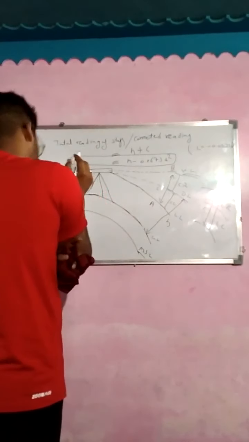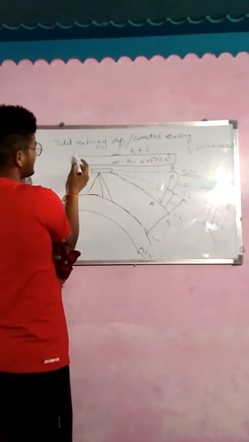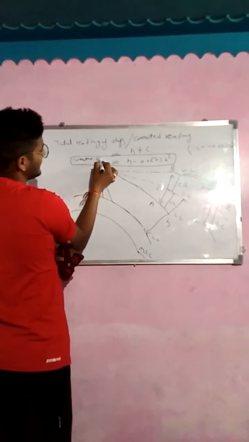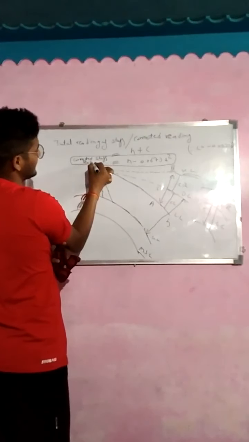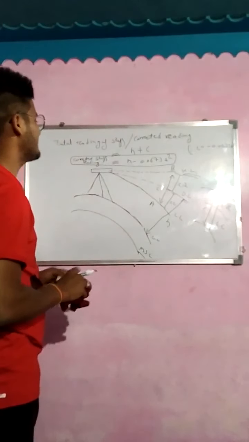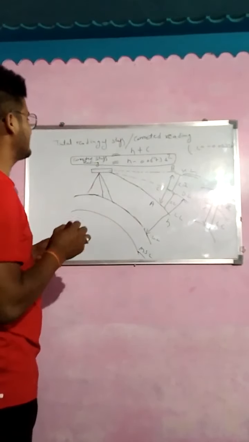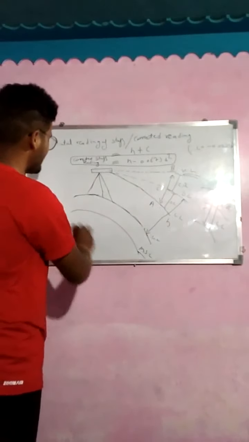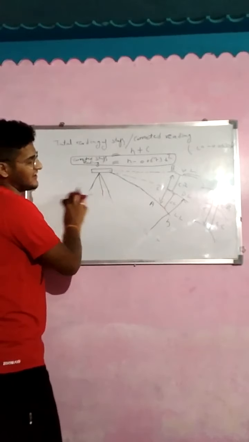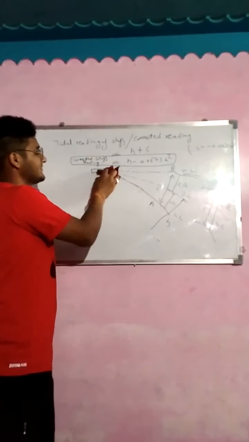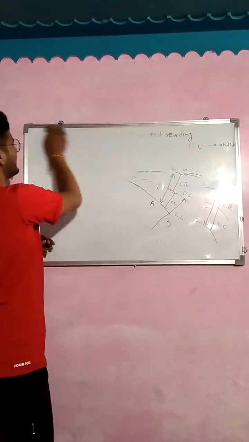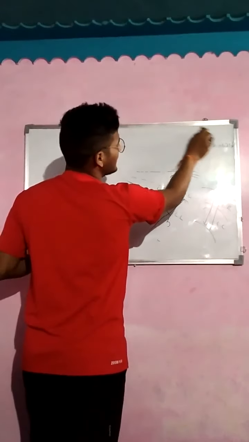So corrected staff reading is this value. With the help of these three corrections we can find the actual reading which comes over the staff, we can find with the help of these three corrections.